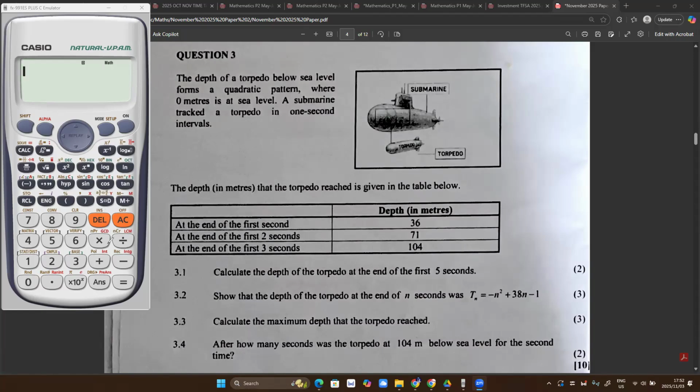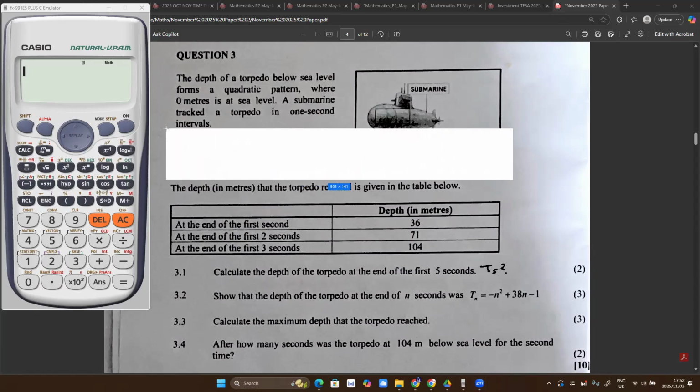So there are our numbers, and we are asked in 3.1 to calculate the depth of the torpedo at the end of 5 seconds. So what do we want there? T5, right? Before we do that, whenever we get a quadratic sequence, we want to find the first and the second differences, because that's how we figure out Tn, the general term, which is the question in 3.2.